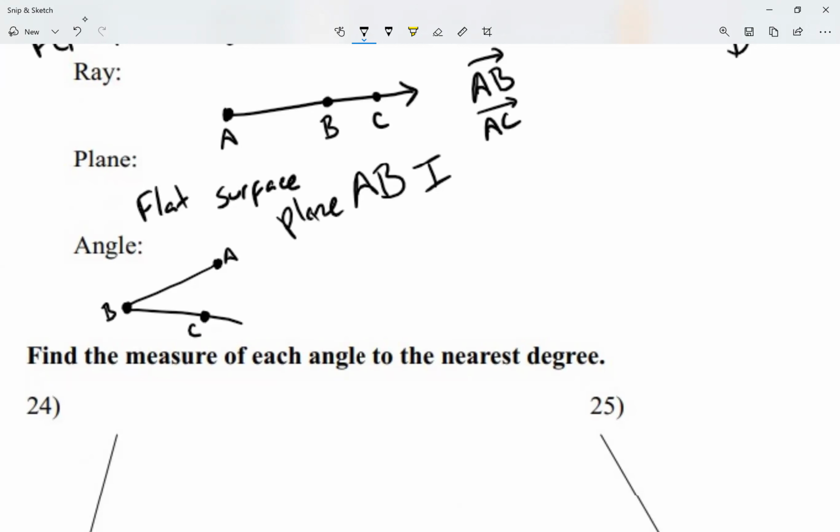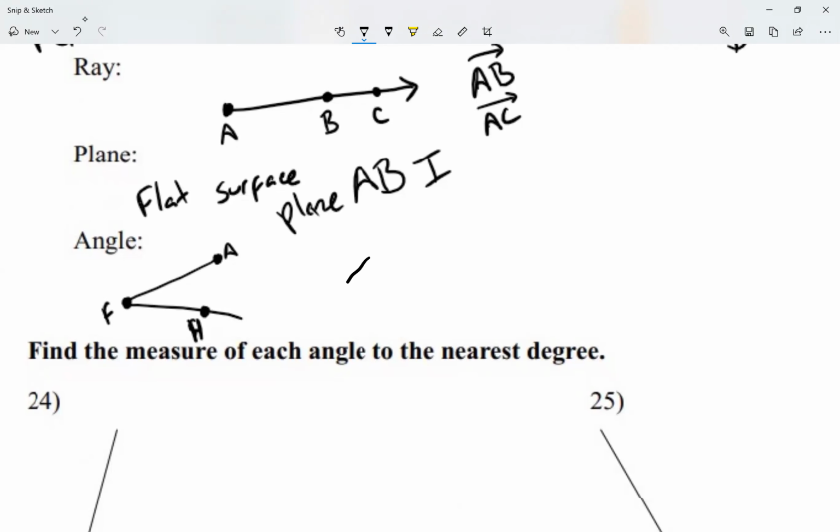Or better yet, let me change the labels of this. Let me call this A, F, and H. If I connect those 3 points, I come up with a corner. The way I'm going to name an angle, I'm going to draw the figure of an angle, and then I'm going to go in order.